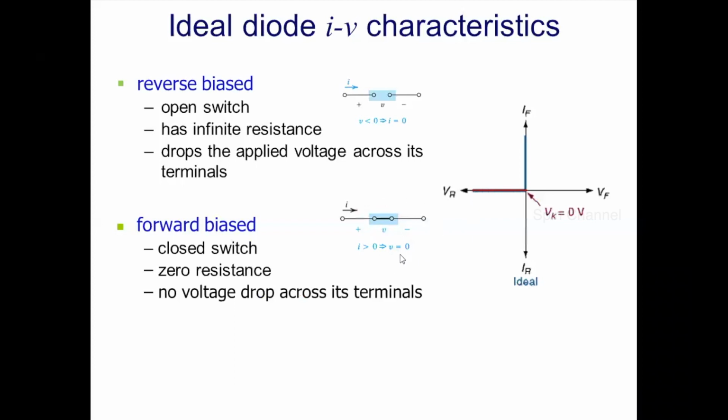When it is forward biased, it behaves as a closed switch. So the resistance is almost 0, allowing the current to flow through the diode. And the drop across the diode will be exactly 0. As the resistance is 0, the drop across the diode will be 0. So that is drawn here. The current is high and positive, and the drop across the diode is 0.